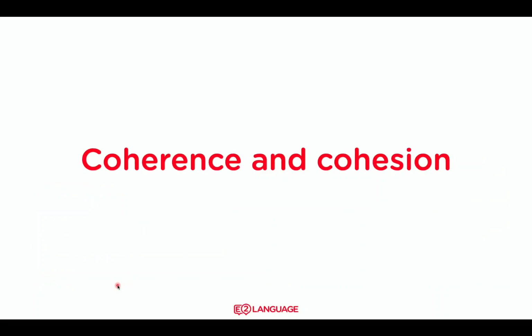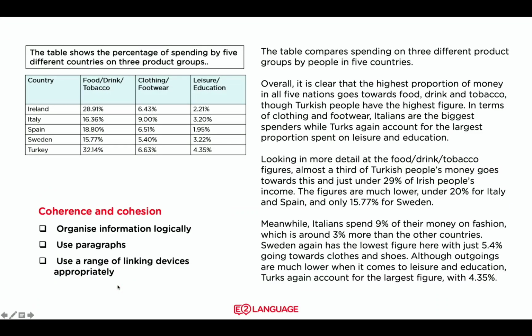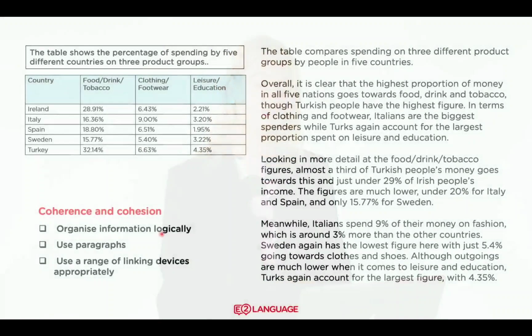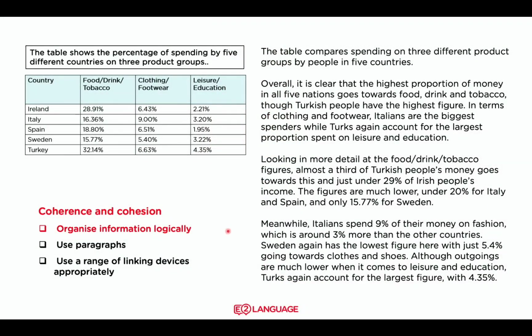Coherence and cohesion is next. This is all about linking. Is the information organized logically? So this is where that separation into your key features can be important. The examiner can see that I've thought about it. I haven't just gone from left to right with no clear intention. I've grouped the highest performing element, is that the right word? Food, drink, and tobacco, which have the highest figures, in 1 paragraph. Everything else is in the other paragraph. So yes, it's logically organized.